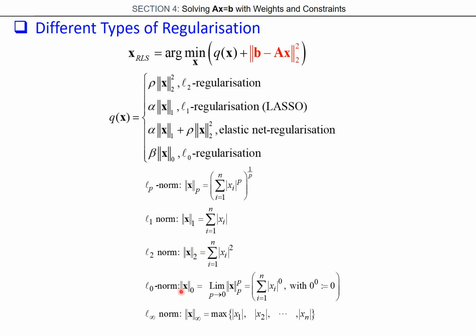The L0 norm, which is not really a true norm, but if you accept this definition, then you end up getting the number of non-zero terms in the vector x. And the L infinity norm, which isn't used here, is the maximum of the modulus of all the elements. So that's the max.